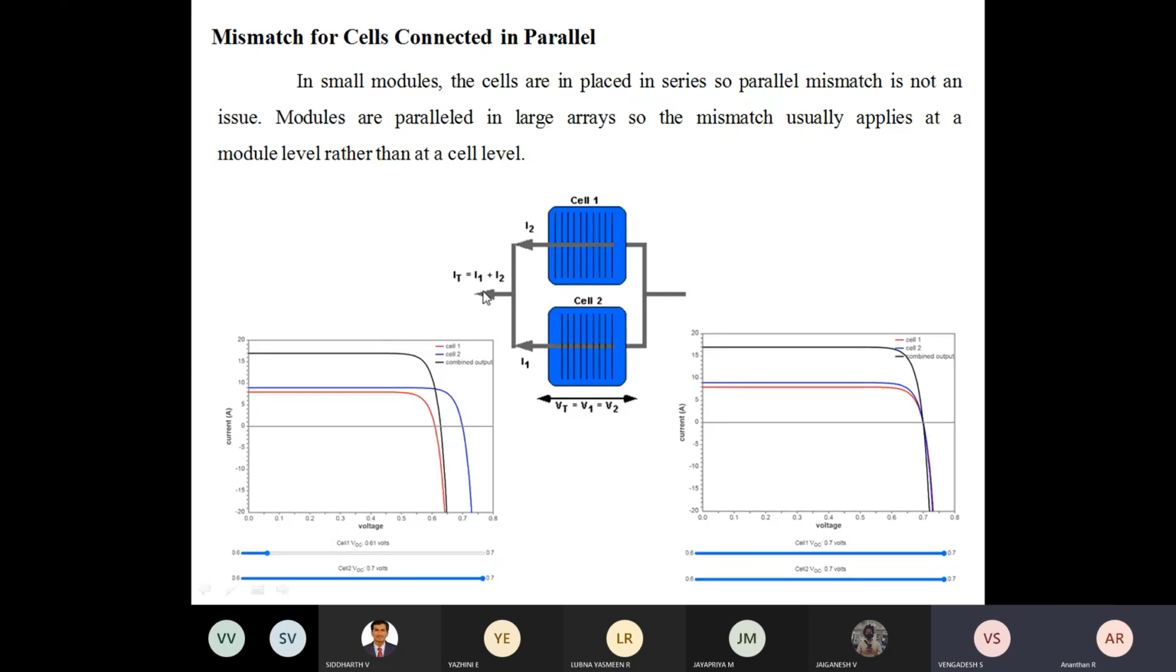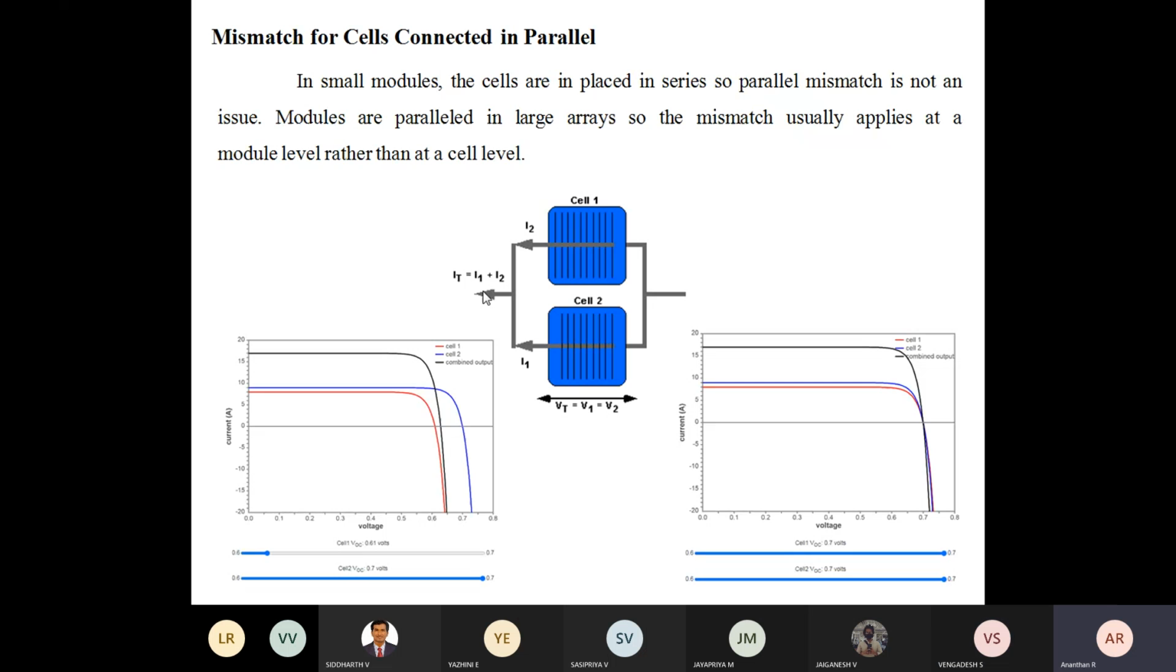Sir, the bypass diode will work only when we have a mismatch, no sir? Yes. But whether it is good or bad for us while adding a bypass diode? If you add a bypass diode for each and every cell, it will affect two things. It will increase the cost.